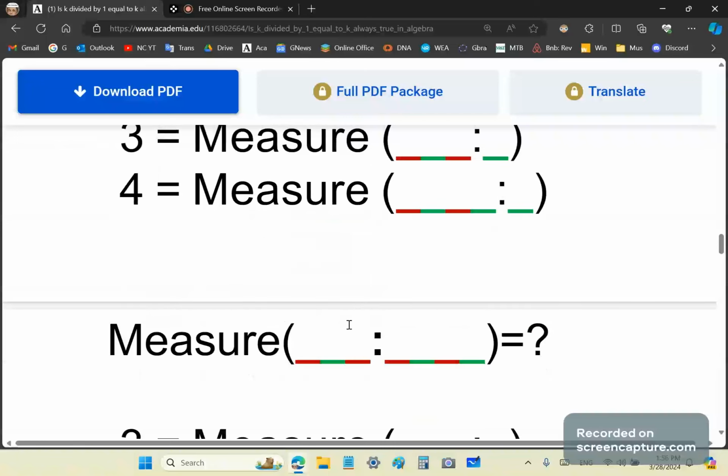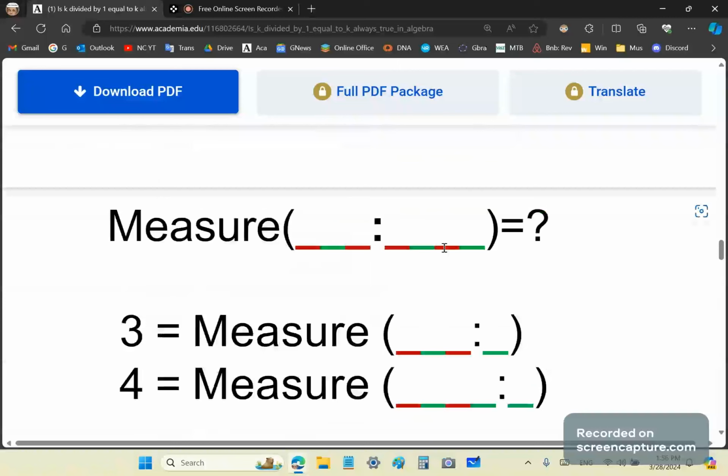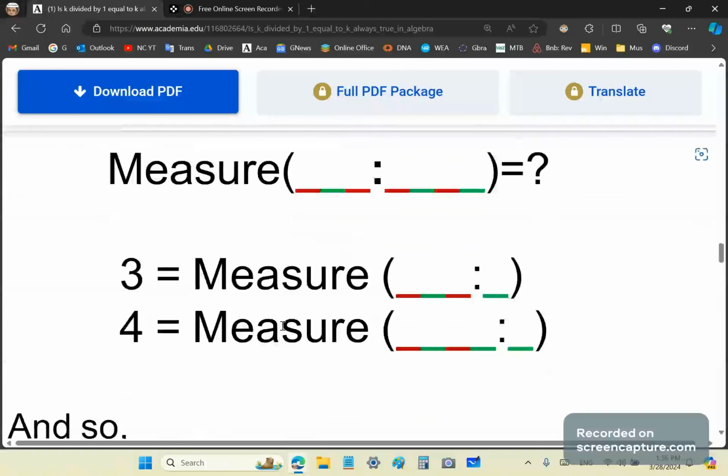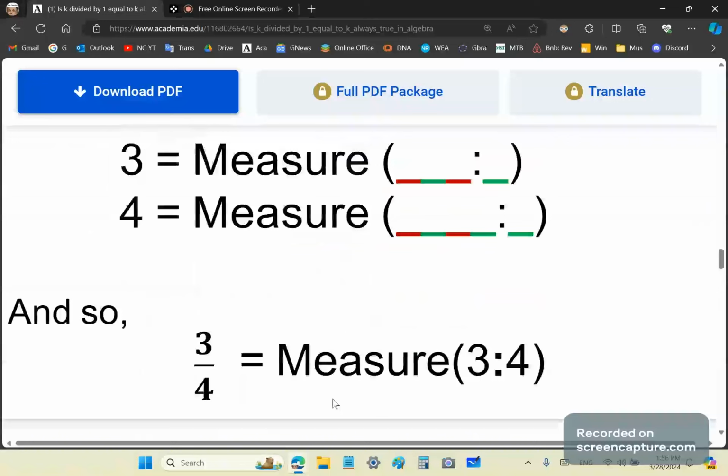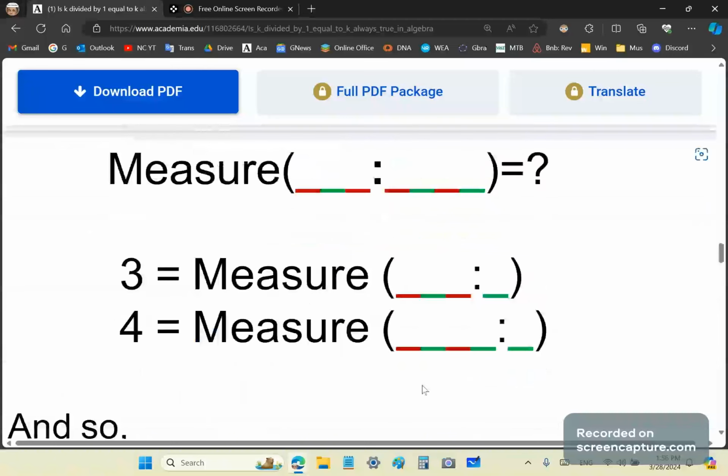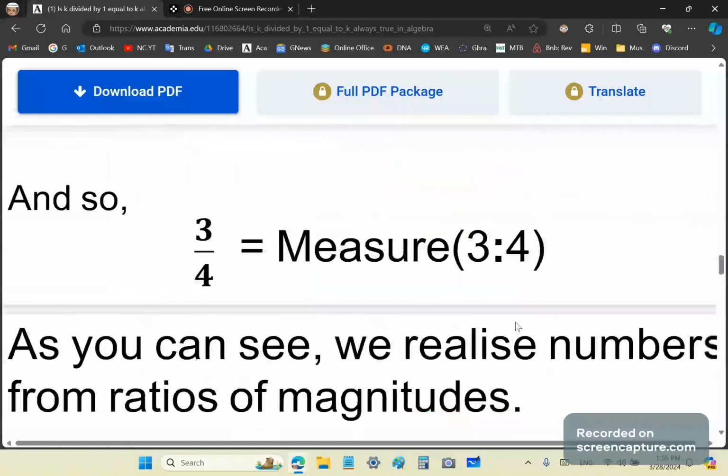So now, the measure of this ratio is very easy to find, isn't it? How do we measure it? It's simply the measure of 3/4, which we can write as 3/4. And now we have a number. 3/4 is a name we give to the measure of this ratio, okay? It's as simple as that.